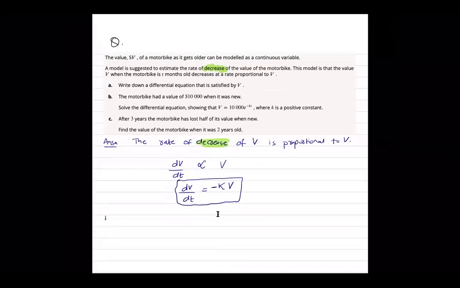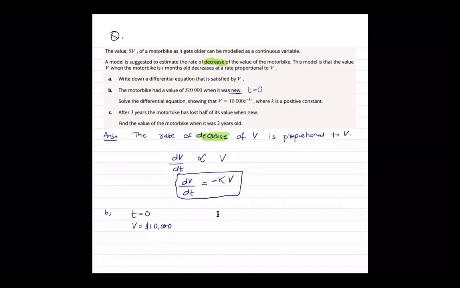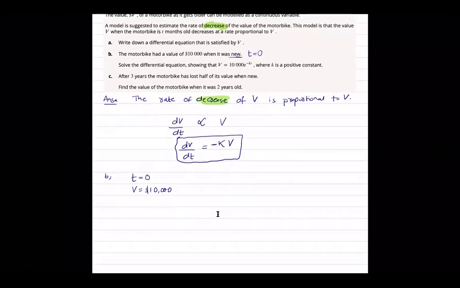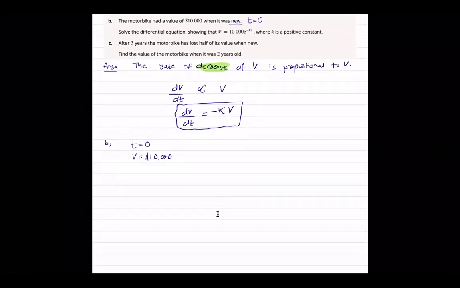For the second part, the motorbike had a value of $10,000 when it was new. When it was new, what time is this indicating? T equals 0. Initially, when T was 0 months, the value of the motorbike was $10,000. Solve the differential equation, show that V is equal to 10,000 e to the power of minus kt, where k is a positive constant. So now you're going to solve the differential equation.